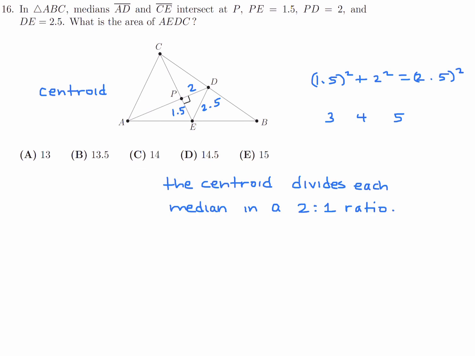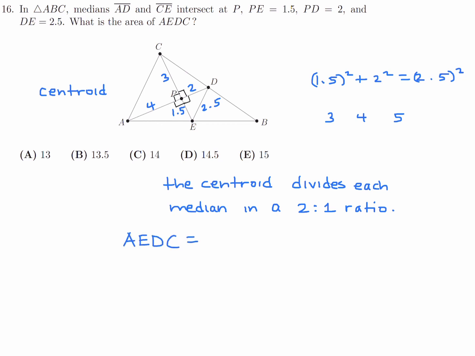So what that means is that if PD is 2, then AP will be double that, so it'll be 4. If PE is 1.5, then CP will be double that, which is 3. And there we go. We have everything we need now to figure out the area of AEDC. Since that's a right triangle, this is also right, and this is also right, and this is also. So you got all these right triangles, right? So that makes it easy for us to figure out the area.